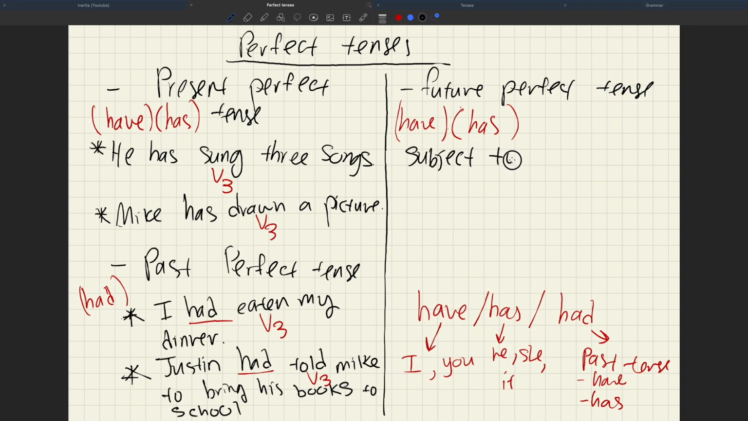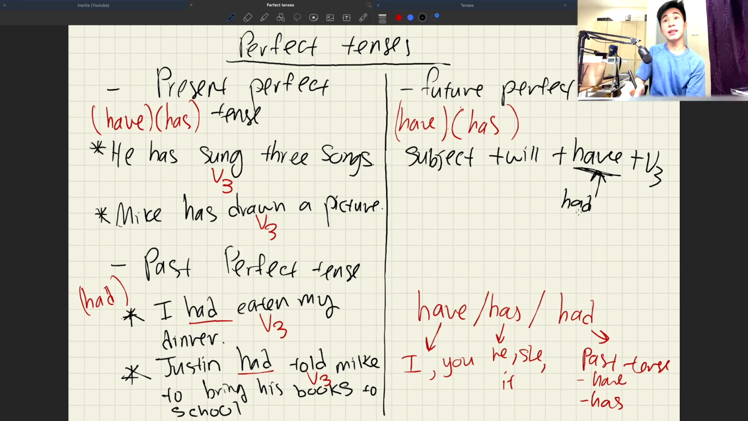So, subject plus will plus have, plus verb 3. Subject plus will plus have plus verb 3. Let me explain a little bit about this have. For this have, you can't use had and you can't use has. Just have, just this one.